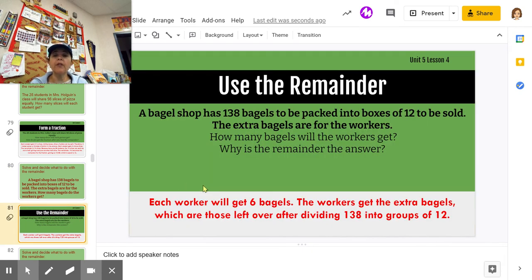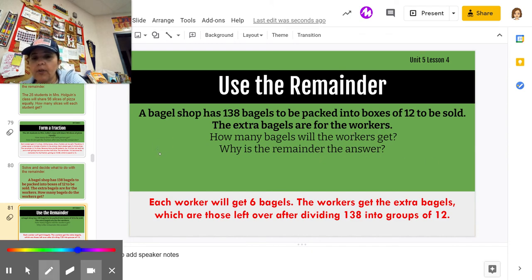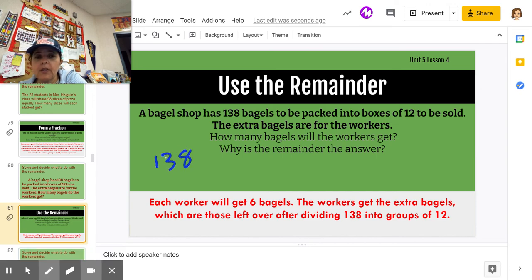Okay, so hopefully you said that we're going to use the remainder. That's going to be our answer, right? So a bagel shop has 138 bagels to be packed into boxes of 12, so it's 138 divided by 12. So if we do that, then we're going to get a remainder of 6 if we do the math. So it's 138. Let me write it down here for you. 138 divided by 12. We're going to get 6 left over.